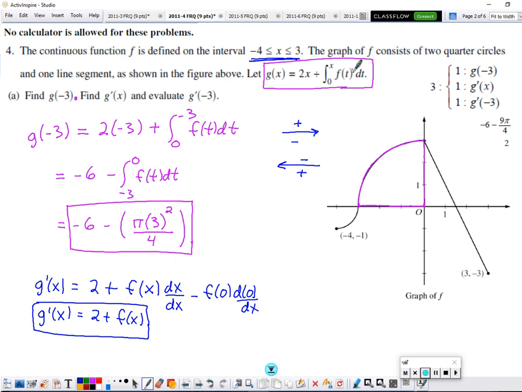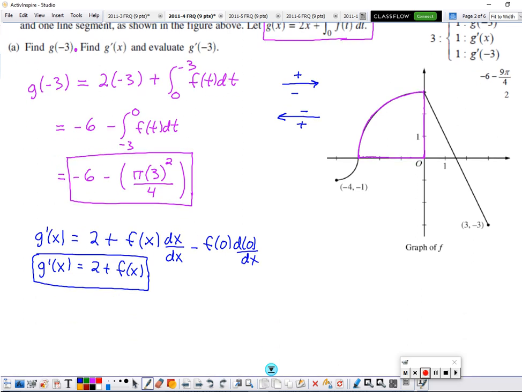All right, let's keep moving. Anybody else? So good questions. You're on the right page. So I've got to find g prime of, all right, keep going. Evaluate g prime of -3. So then I just do that. So g prime of -3 is going to equal 2 plus f of -3.